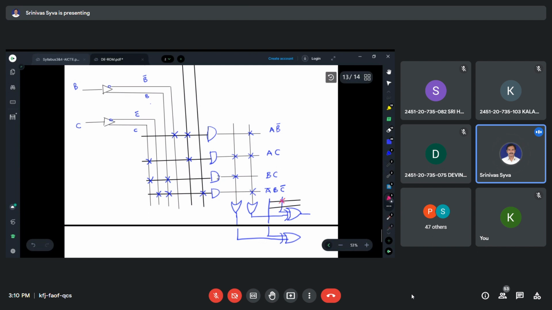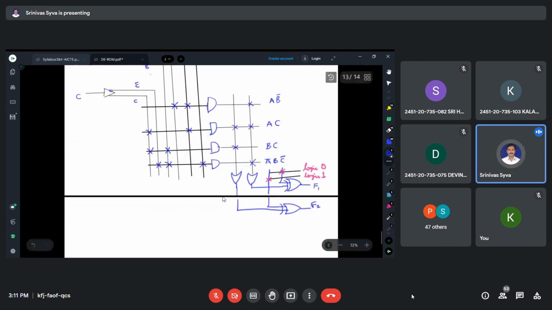Suppose there is a connection here, for example. So this is a logic 0, whereas say this is logic 1. I will tell you the meaning of this one. So here we have actual function F1. Here we have another function F2. So this is one example for the programmable logic array.